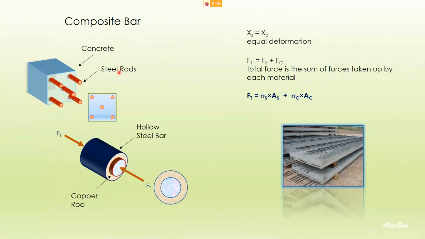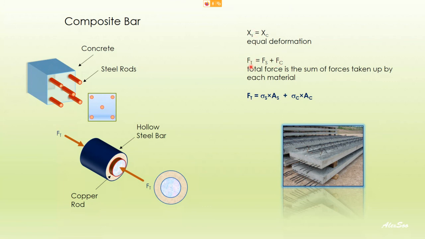So the first thing you have to consider is that the deformation of the steel rods must be equal to the deformation of the concrete. Whereas when you refer to a series bar, the total deformation has to be the sum of the deformation of each individual section. For a parallel bar, the deformation is the same. For a series bar, you have to add each deformation, that means the deformation of each individual section. But for parallel, the deformation is the same.